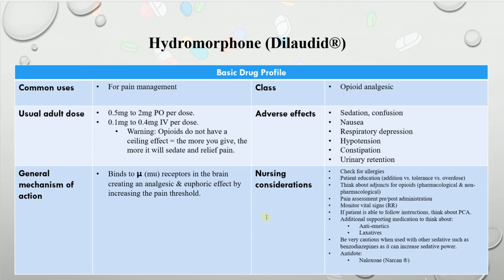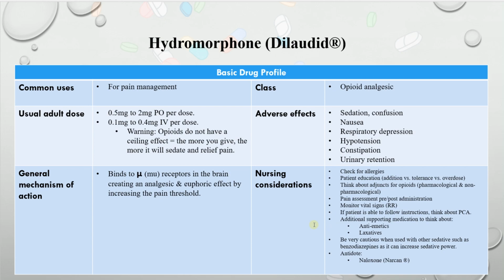If the patient is able to follow instructions, then you should advocate for a patient-controlled analgesic, which has been shown to improve pain control because the patient has control over it. Some additional supporting medication you might be thinking about ahead of time would be antiemetics because of the nausea that the hydromorphone brings, and laxatives because of the constipation that's very, very common with opioid analgesics. Also, we have to be very careful when giving opioid medications to patients who are already taking sedatives such as benzodiazepines, because it will sedate the patient even more.